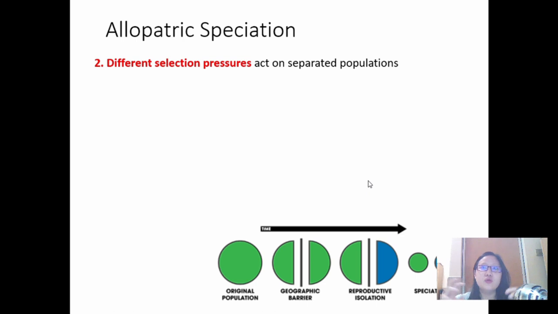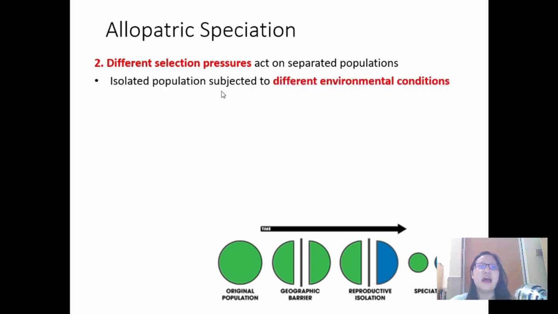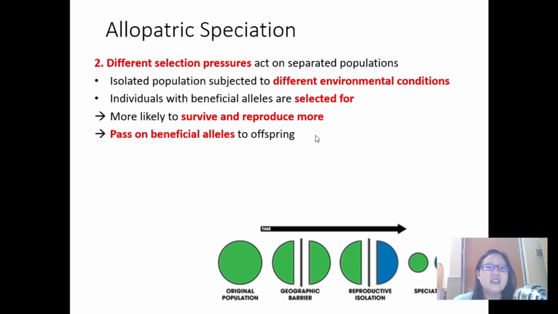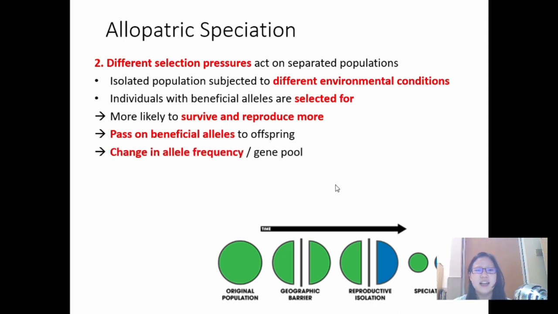Right, so now that the two populations are in different locations, they're the same species, but because they're in different locations, they have different selection pressures, different environmental conditions in each isolated population. And in each environment, the individuals with beneficial alleles for the environment are selected for, and therefore are more likely to survive and reproduce even more and pass down those beneficial alleles to offspring. Now, this might sound familiar to you because this is the process of natural selection, and it happens here just differently to different populations in different locations. And this results in a change of allele frequency or gene pool over time.